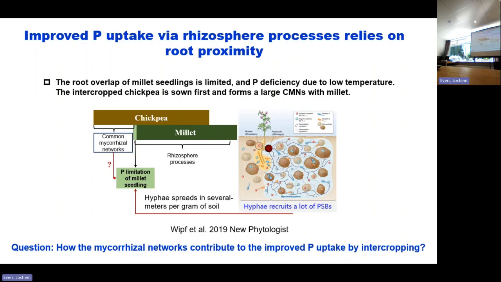But in the field, in strip intercropping, actually only for the border row of the intercropped species, the root overlapping is a lot. But for the inner row crops, the root overlapping is less. But we know that there is mycorrhizal fungi, with hyphae of about several hundred meters per gram of soil. So we were thinking about how the mycorrhizal networks contributed to improving the P uptake by intercropping.